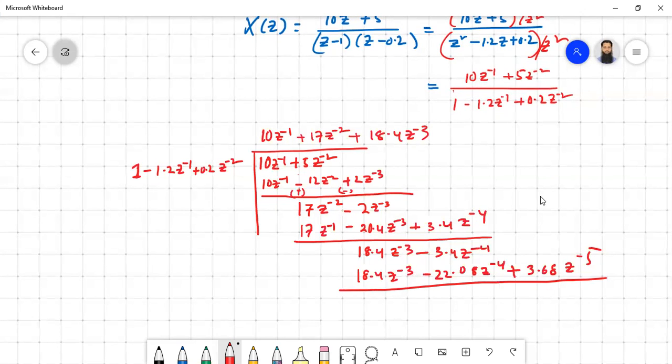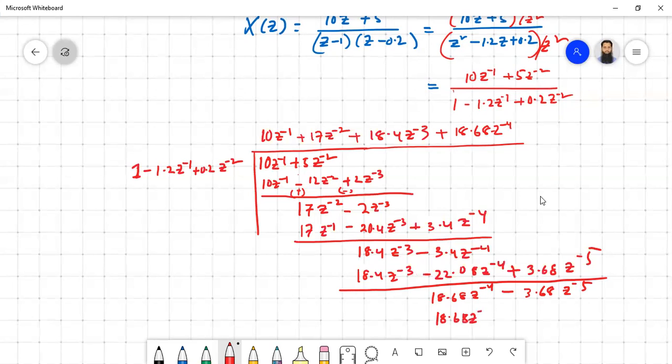Okay, so next one you have 18.68 z to the power minus 4 minus 3.68 z to the power minus 5. So the next value we have to give is 18.68 z to the power minus 4.